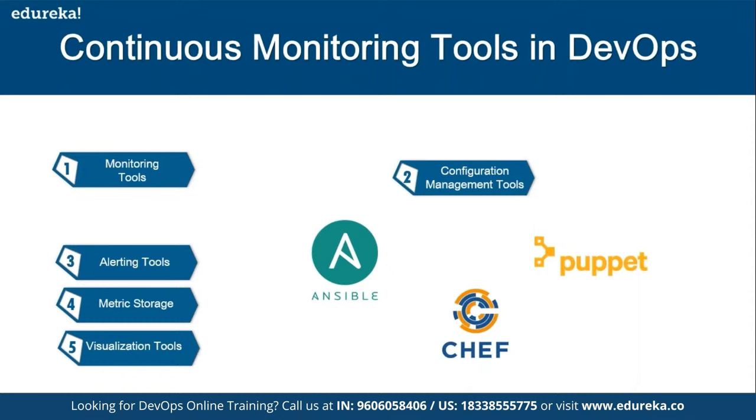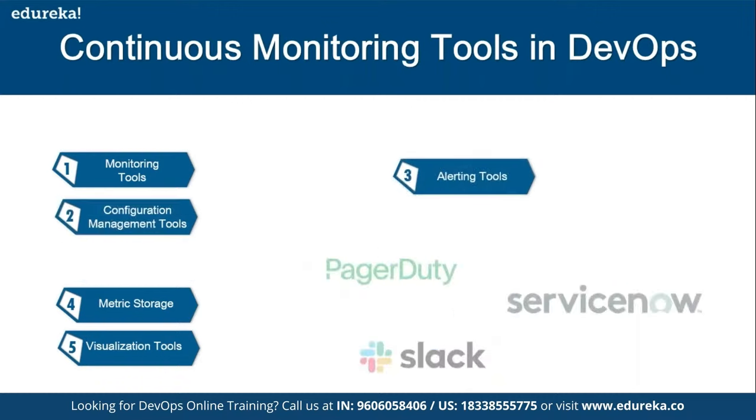Ansible is written in Python, which is agentless, of course, very popular, and utilizes an imperative approach. Chef, on the other hand, is written in Ruby, which also relies on an imperative configuration approach. Puppet, on the other hand, relies on a declarative configuration management approach using a domain-specific language and on an agent-master architecture. Moving on, we have DevOps alerting tools.